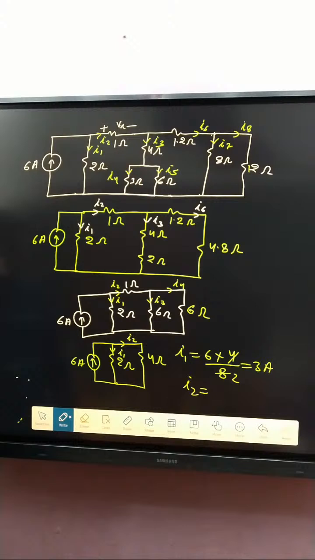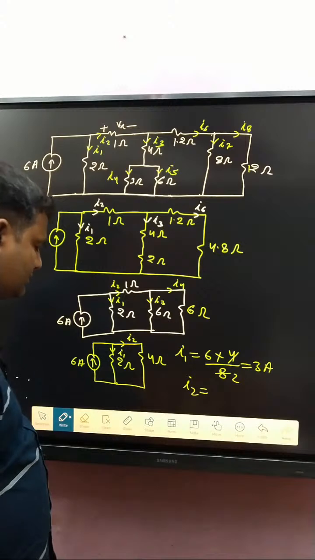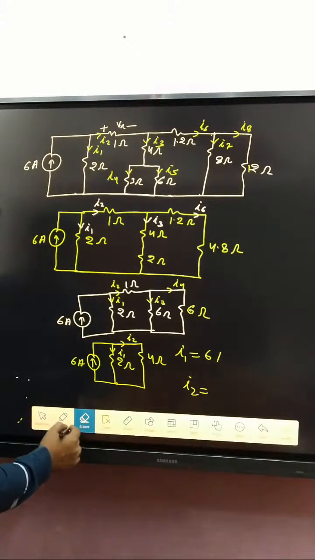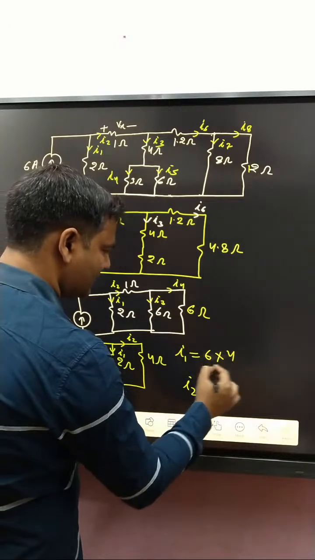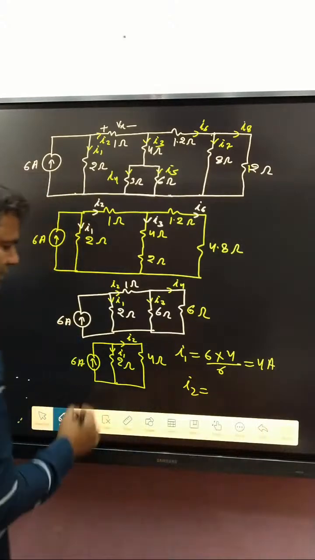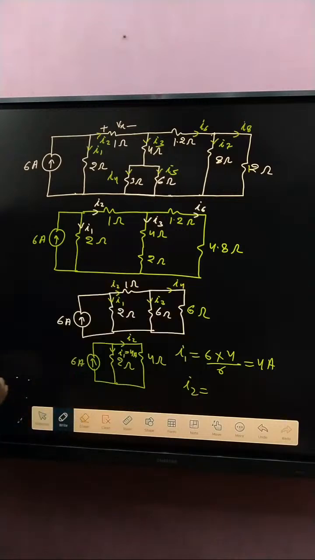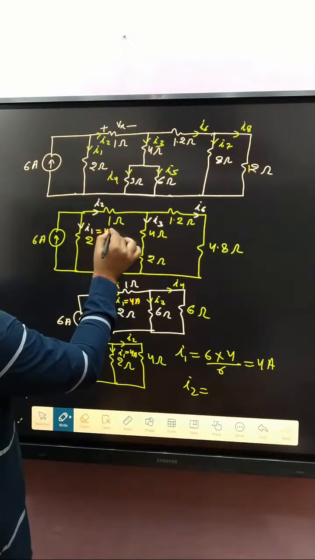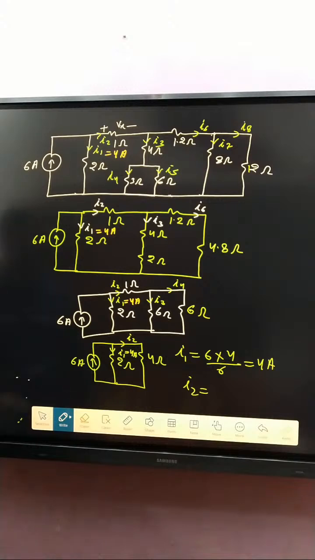I2 is, wait. 6 into 4 divided by 6 plus 2. Silly mistake. 6 into 4 divided by 4 plus 2, 6. That is 4 ampere. So basically that one is 4 ampere. Okay, so you can say that I1 is 4 ampere. Here 4 ampere, and here 4 ampere. Clear or not?